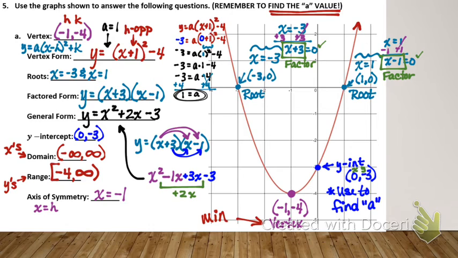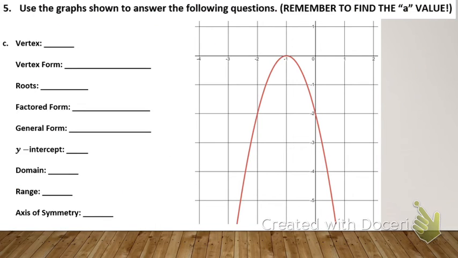Let's look at one more like this. I want to do the one at the bottom of the page, the one that's upside down. So we're going to do number 5, part C. Let's do this guy. Where is this vertex at? There's our vertex. The vertex, -1 what?